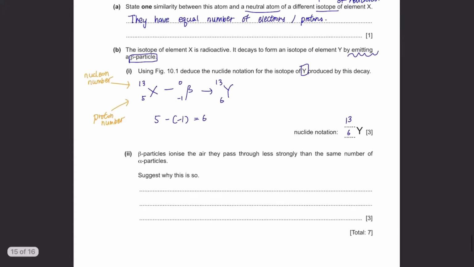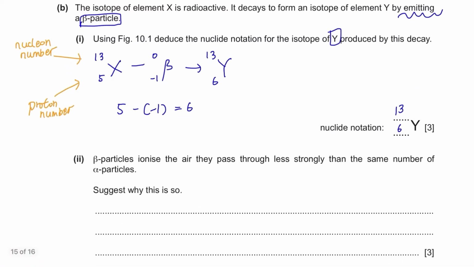Beta particles ionize the air they pass through less strongly than the same number of alpha particles, suggest why this is so. You need to know the properties of beta particles in detail in order to answer this question. First of all, beta particles have charge of smaller size. Alpha particles carry 2 protons, so it is able to ionize more strongly, and also this makes the beta particles to have smaller mass.